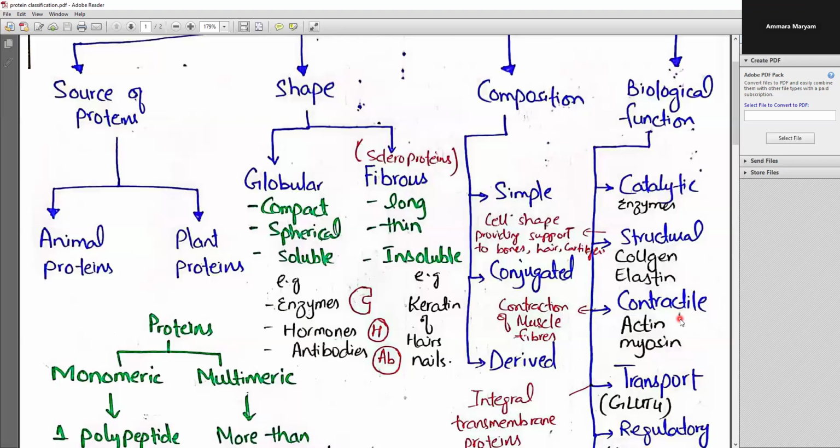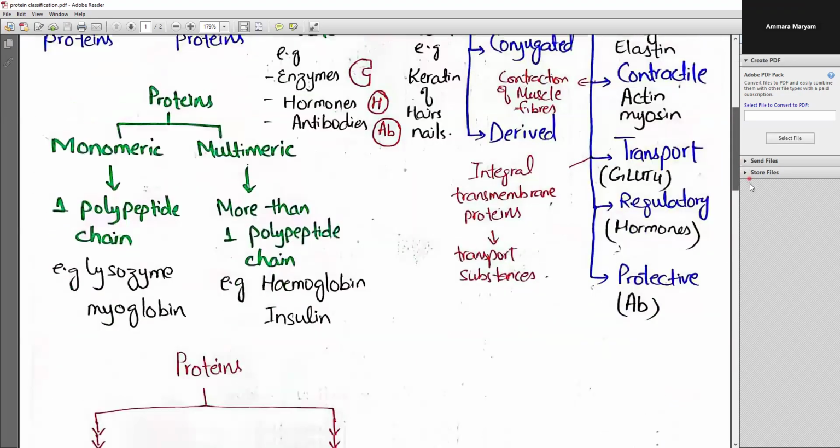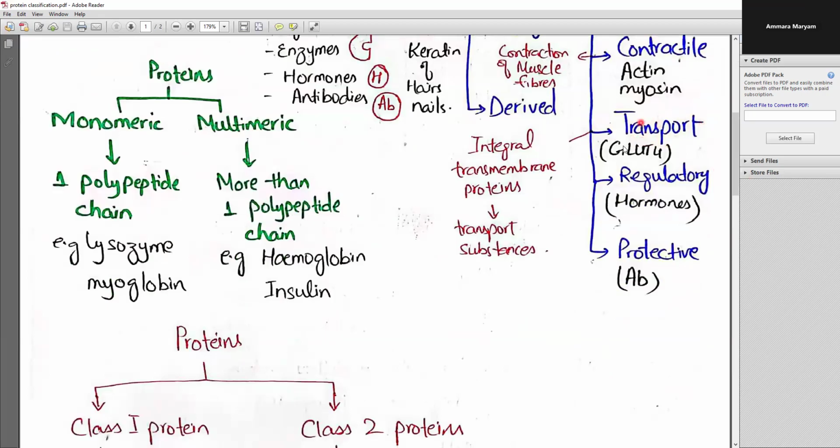So next is the transport proteins. Transport proteins are those proteins which help in the transport of various substances in our body. For example, we have hemoglobin, and we have GLUT4 glucose transporters. These have a role to transport certain materials within the cell or within the body. For example, hemoglobin can transport oxygen and carbon dioxide. So these are categorized under the transport proteins.